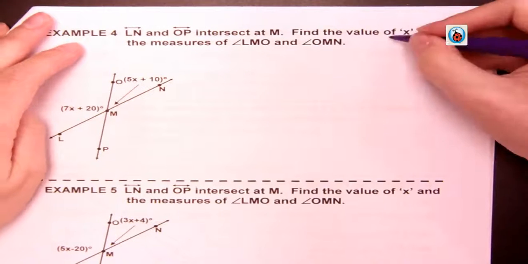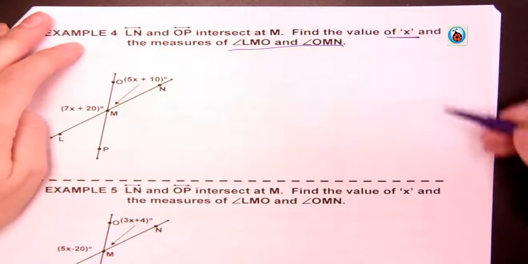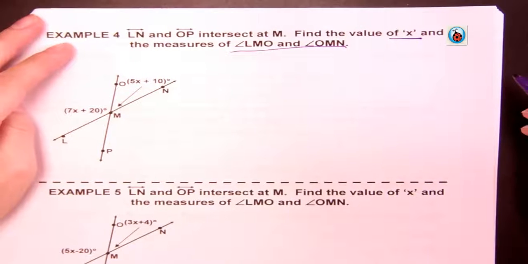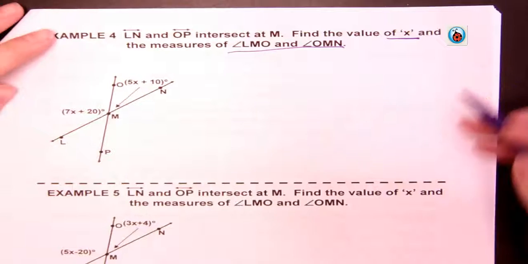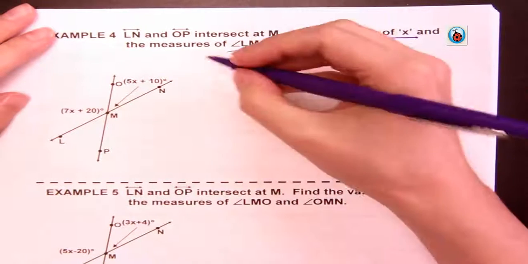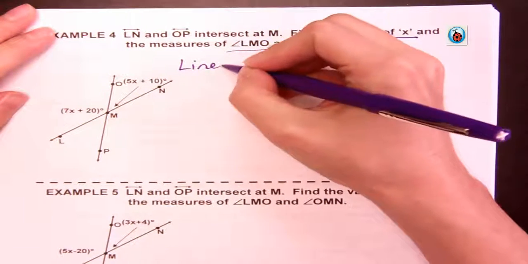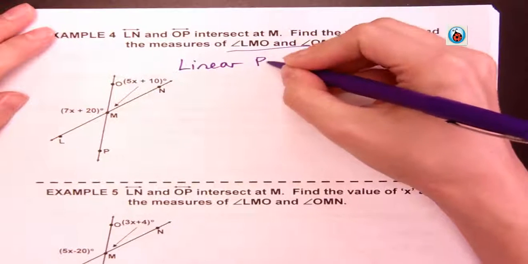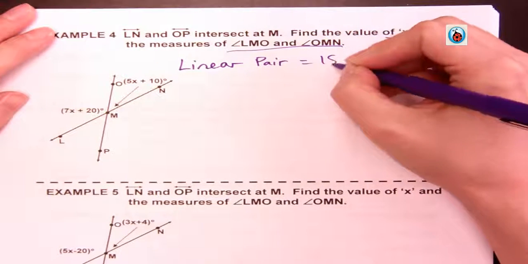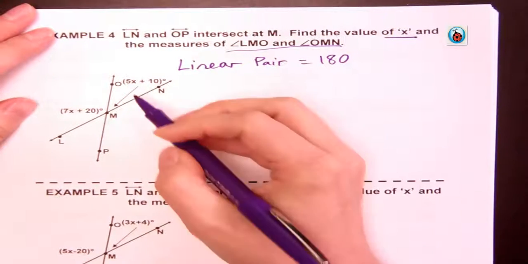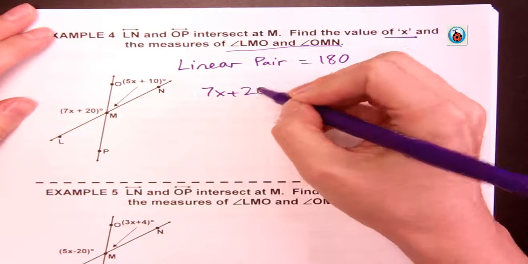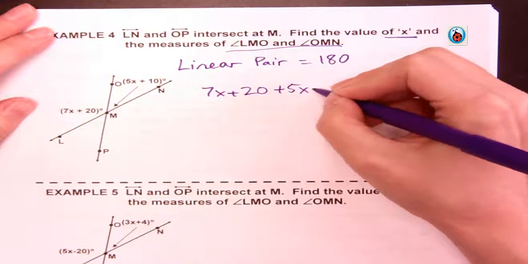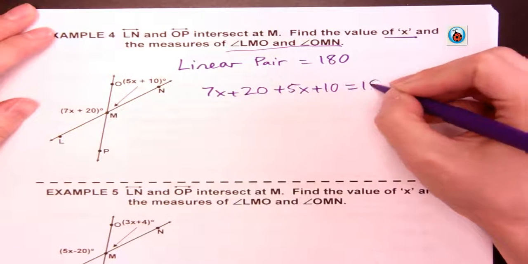So again, we have two lines that intersect at point M. We're asked to find the value of x and the measure of the two angles. And so first we need to see, do we have vertical angles? Do we have a linear pair? What are we going to equal them to? Hopefully you recognized we have a linear pair, so it's going to equal 180. So then I use part plus part equals whole: 7x plus 20 plus 5x plus 10 equals 180.